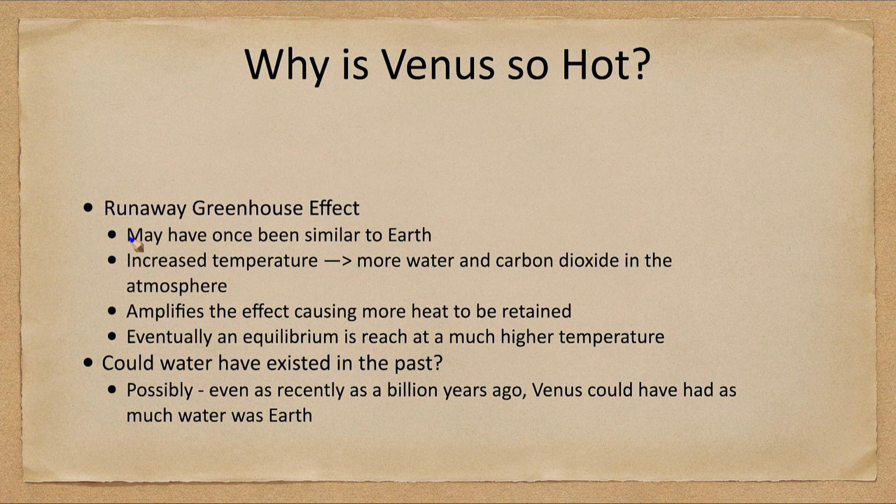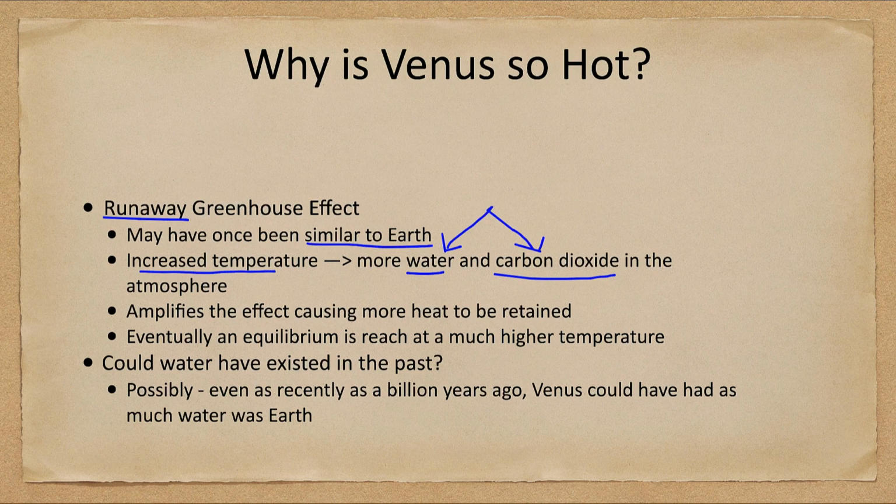So why is Venus so hot? Well, we call it the runaway greenhouse effect. Venus may have once been very similar to Earth. It may have had oceans many billions of years ago. However, it was closer to the sun, and any increased temperatures would have caused more water and more carbon dioxide to be put into the atmosphere. As we know, these are both greenhouse gases, so they would help retain more heat, warming things up, and that would cause more water to be evaporated from any oceans that existed.